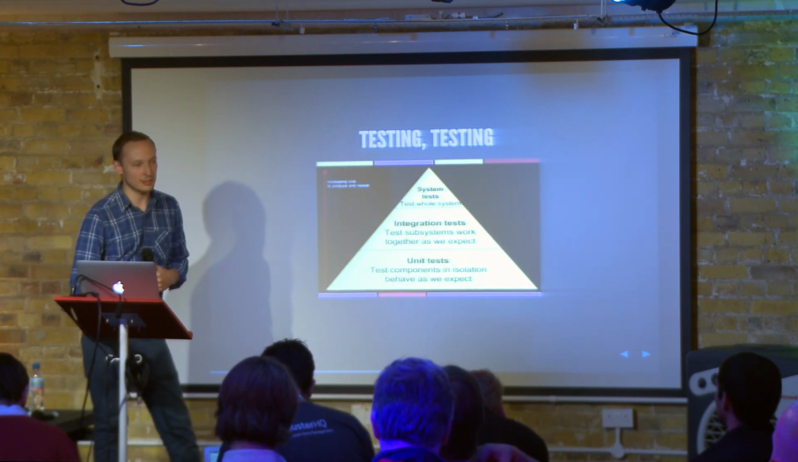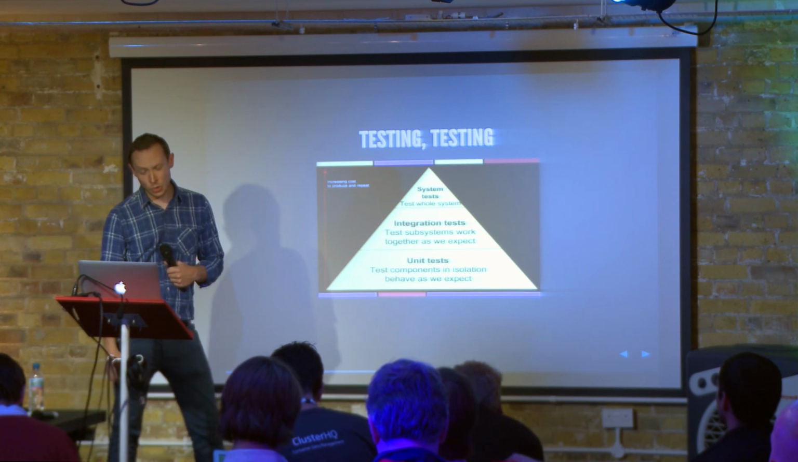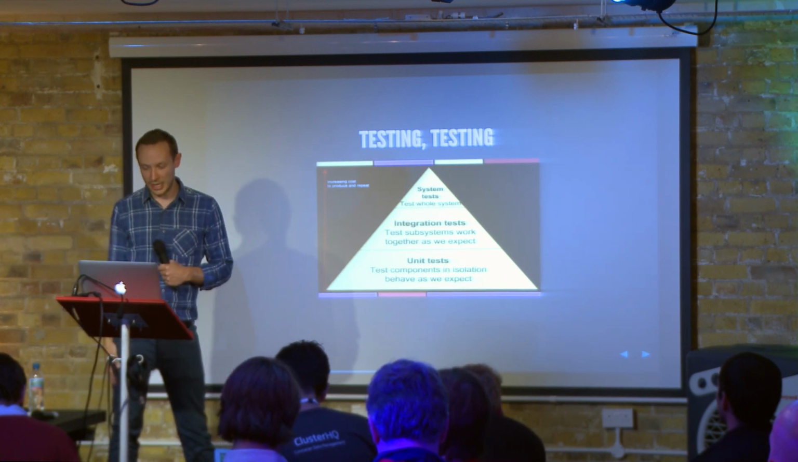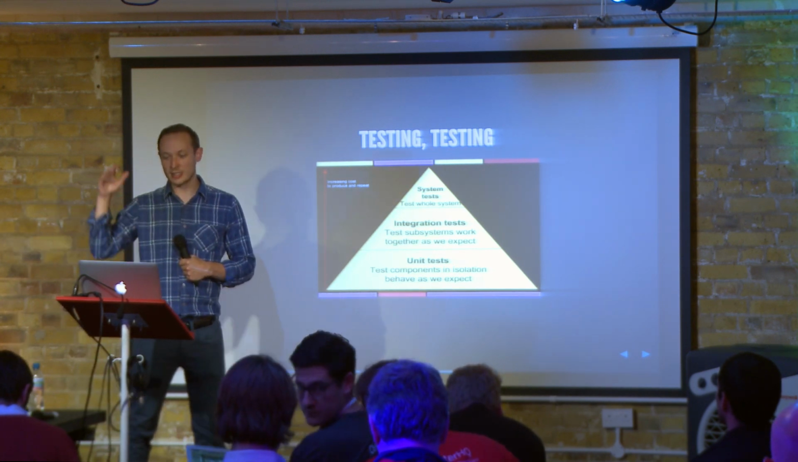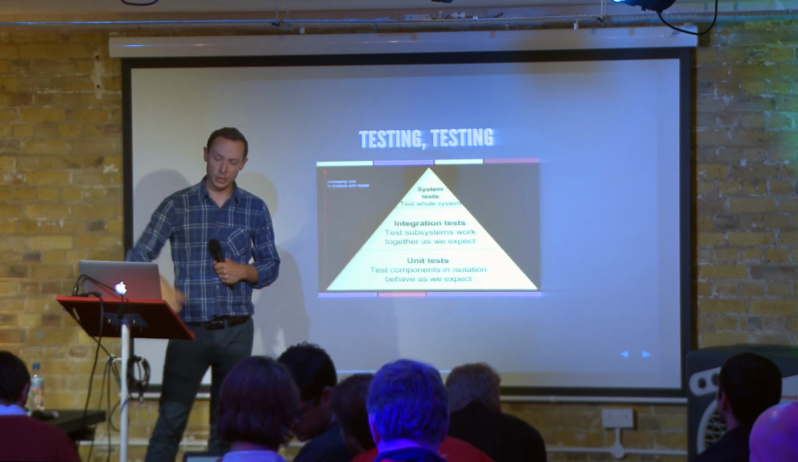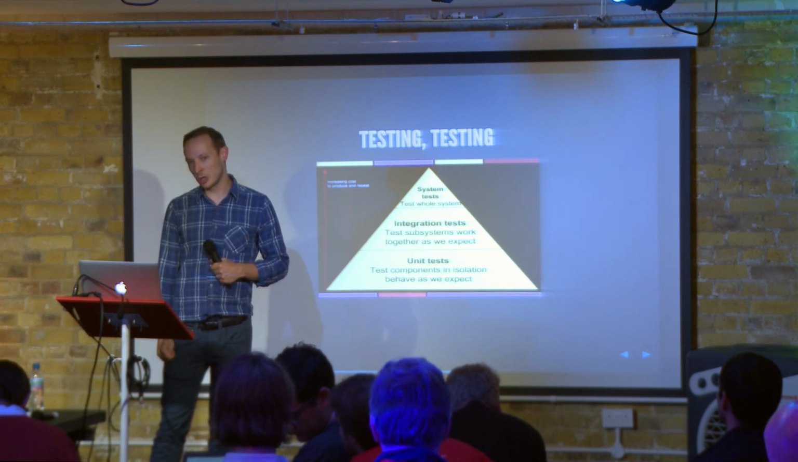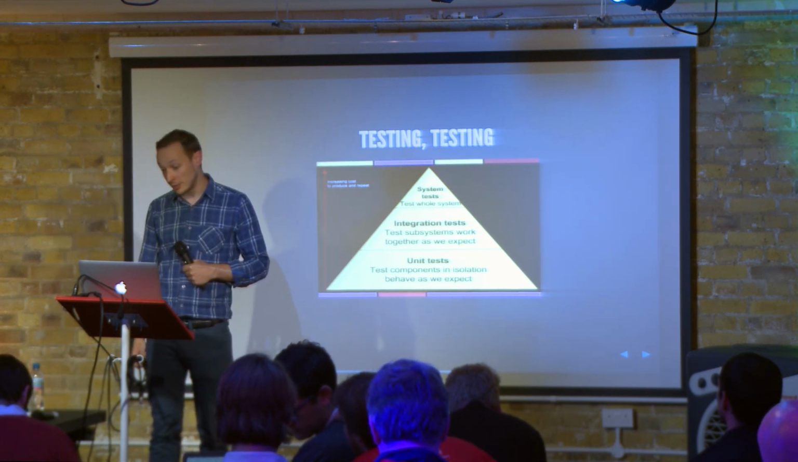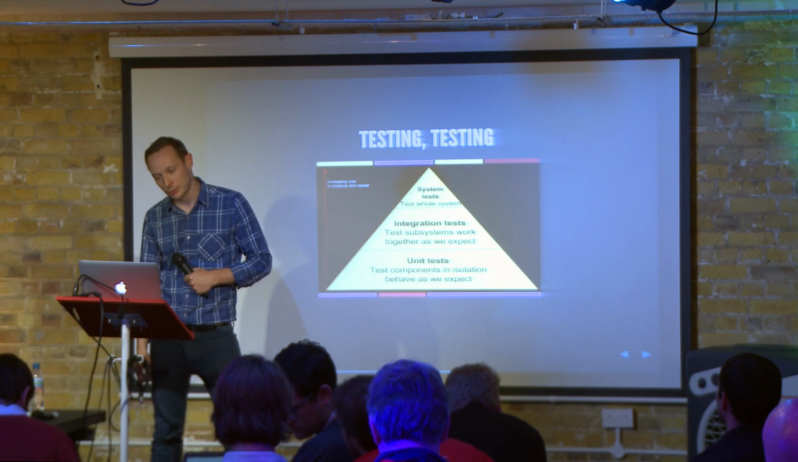So the test pyramid, I hope you're all familiar with. Unit tests covering the breadth of the system, integration tests less so, and system tests, the whole system, only testing user journeys, things that can't be tested lower down. The reason for that is they're much slower, they're more brittle, they're prone to failure, and you don't want to have to rely on those.